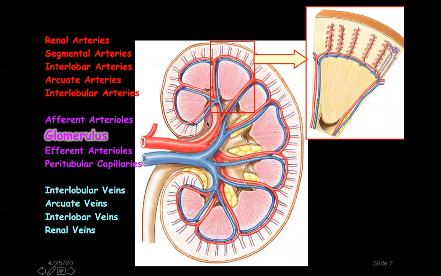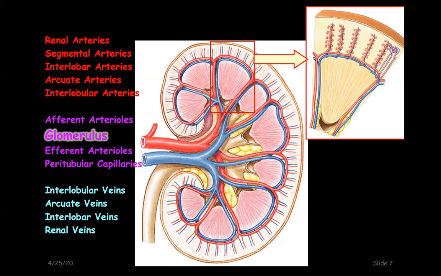The first branch would be the segmental arteries. They pass through the renal sinus, and the interlobar arteries pass between the renal pyramids through the renal columns. The arcuate arteries are branches off of the interlobar arteries and pass over the renal pyramids.